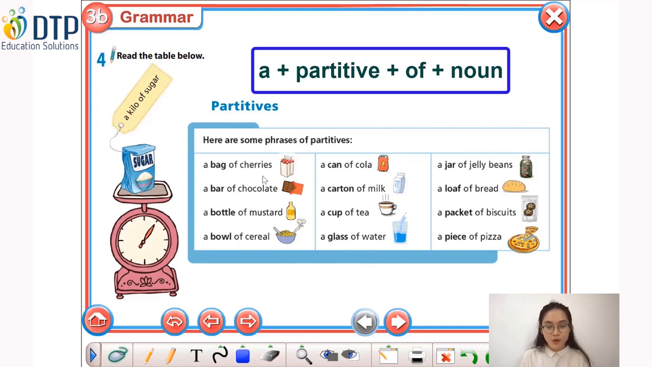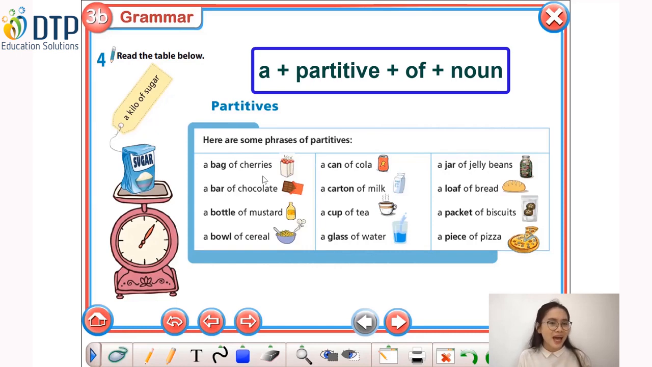Rồi vậy thì các bạn nhớ giúp cô nhé. Trong tiếng Anh thì chúng ta không thể dùng a và an trước những danh từ không đếm được. Vì vậy để nói ra được một lượng chính xác của một vật gì đó, chúng ta sẽ dùng các partitive trước những danh từ này. Và chúng ta sử dụng theo cấu trúc a cộng partitive cộng of và cộng với noun. Rồi, chẳng hạn như mình có a bag of cherries.